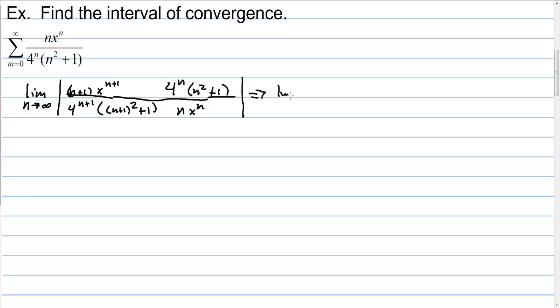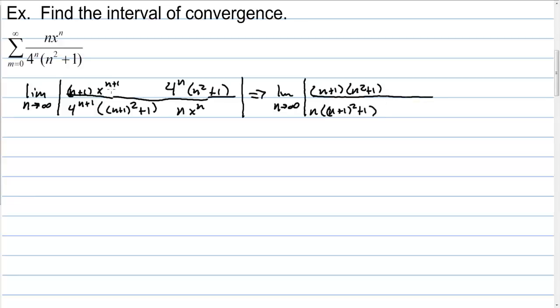This is going to go to the limit as n approaches infinity of n times n squared, which is going to be n to the third eventually if we multiplied it all out, n plus 1 times n squared plus 1. That's the n's on top. And then in the denominator, we'll also have n to the third. We'll have n times (n plus 1) squared and then plus 1.